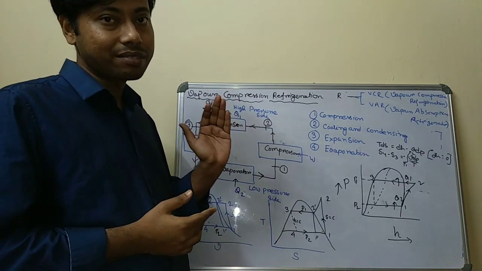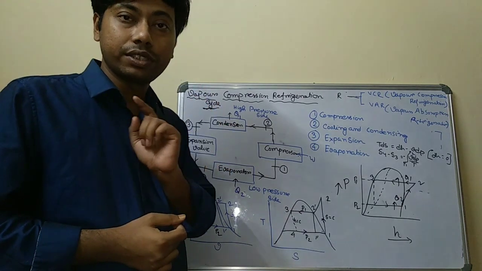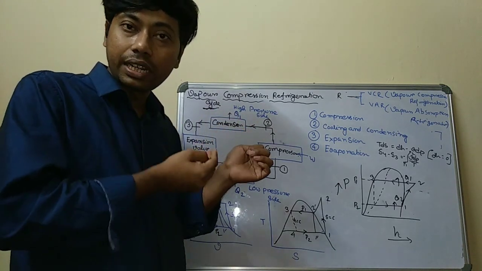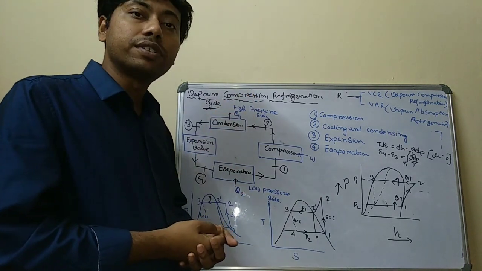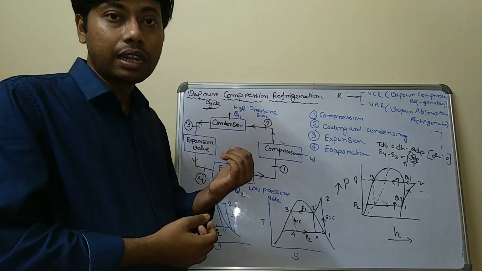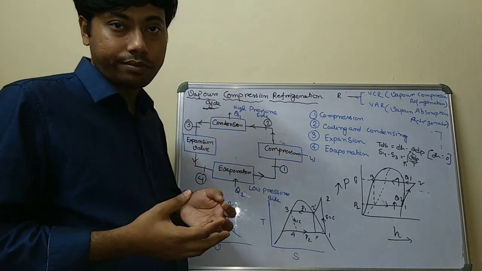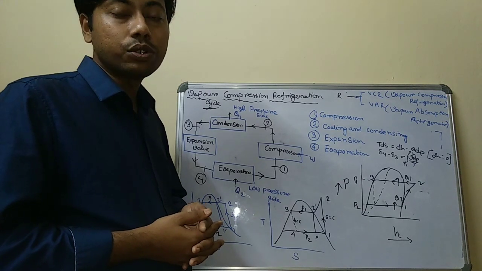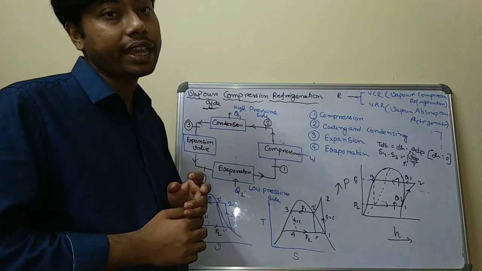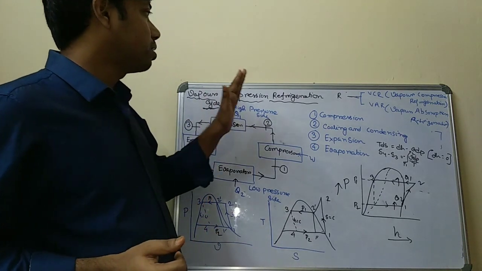Basically, the refrigerant is compressed, which is why it is called vapor compression refrigeration. When the vapor is compressed, it afterwards produces a refrigerating effect. But in the VAR cycle, the vapor absorption refrigeration cycle, the refrigerant is absorbed and heated, and then it produces the refrigerating effect. That's why the name is VAR. Now we discuss the vapor compression refrigeration cycle.